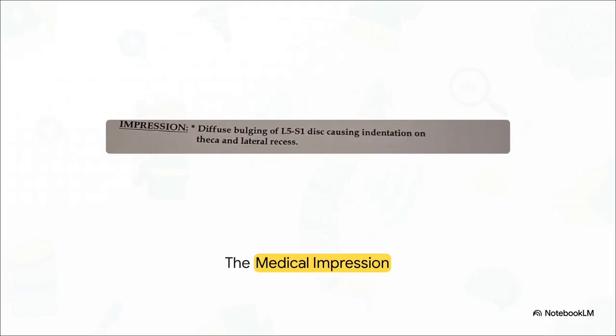All right, let's dive right into it. We're going to look at this specific excerpt. This is an actual impression pulled straight from an MRI report. It reads, diffuse bulging of L5-S1 disc, causing indentation on theca and lateral recess. It sounds super serious, doesn't it? But we're going to look closely at this single, dense sentence and piece it apart word by word together so we never lose our context. By the end of this explainer, you'll know exactly what this means.